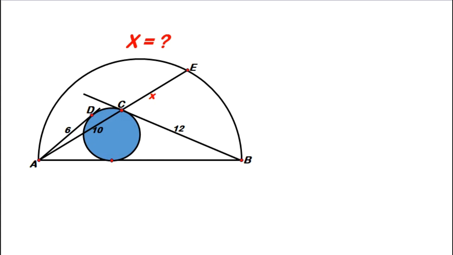Now, when you apply the Thales theorem, the diameter AB subtends an angle of 90 degrees at the circumference. Meaning if you join point B to E, the angle at E will be 90 degrees, according to the Thales theorem. Now, having seen that, the next case is a tangent.